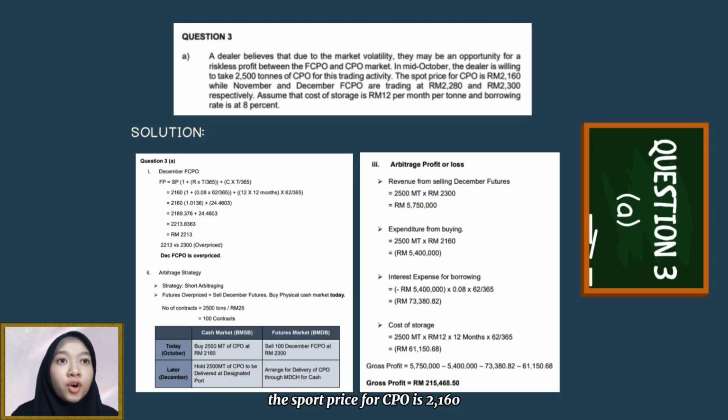The spot price for CPO is 2,160, while November and December FCPO are trading at 2,280 and 2,300 respectively. Assume that the cost of storage is 12 ringgit per month per ton and the borrowing rate is 8%. This question is related to FCPO. For question 1, we need to find the December FCPO fair price.